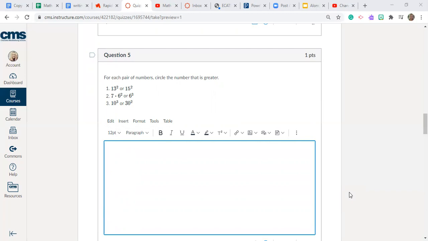Question 2 for number 5. Which one is greater? 7 times 6 squared or 6 to the third power? Pause and do the math. Question 3 of question 5. Which is greater? 10 to the third power or 30 squared? Pause and do the math.